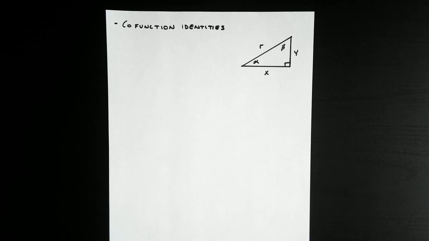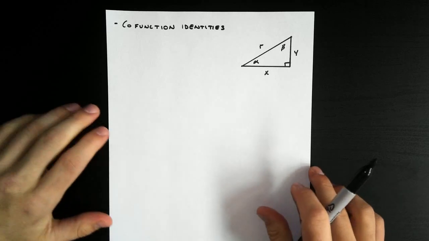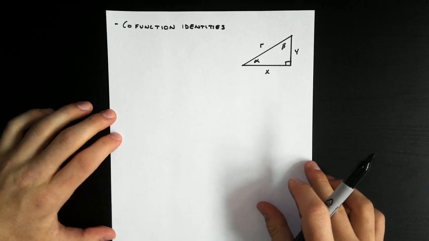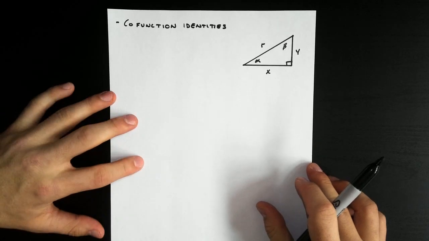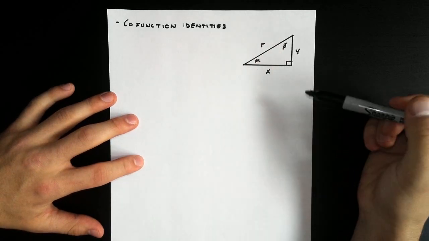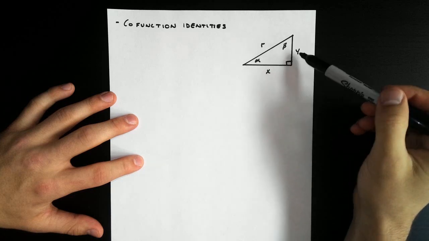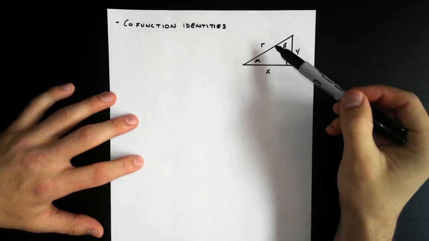Hello everyone. I'm going to continue talking about some of the basic trig identities that we have. The next ones I want to take a look at are called the cofunction identities. So here I have a right triangle, side lengths labeled x, y, and then r.